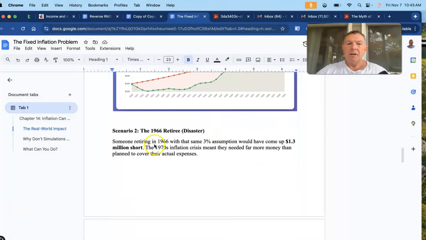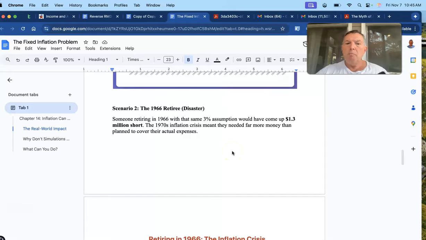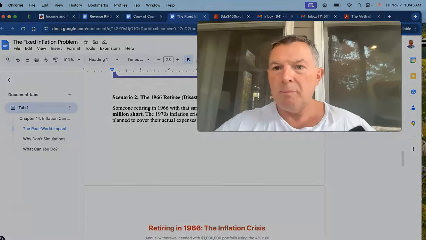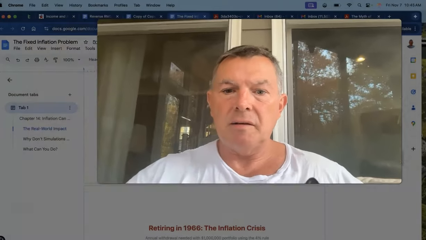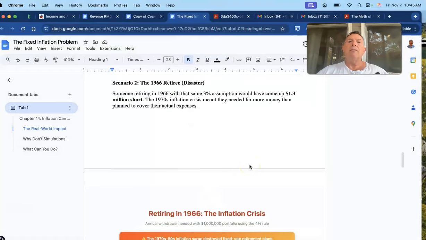1966, disaster. Someone retiring in 1966 with the same 3% fixed inflation would have spent $1.3 million short because of the 1970s inflation crisis, which wasn't made by government spending. All these people say government spending is causing inflation. I'm like, really? Is it now? Because government spending certainly didn't cause the biggest inflation we've ever had in the 1960s and 1970s. It didn't do it.